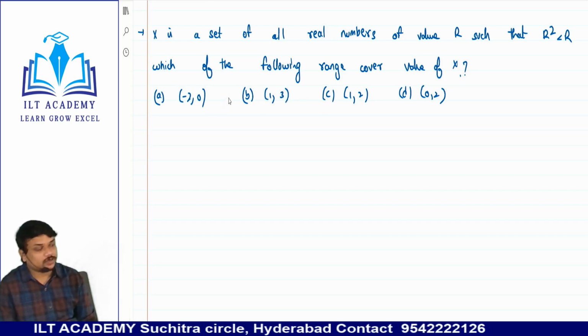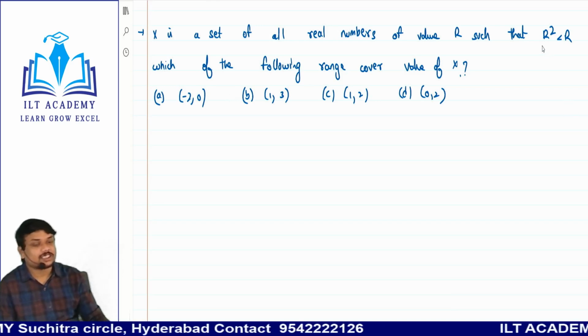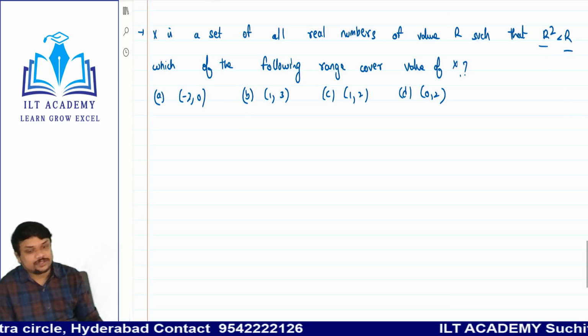A minus 2 comma 0. Why like that? You did not understand the question. R square is less than R.